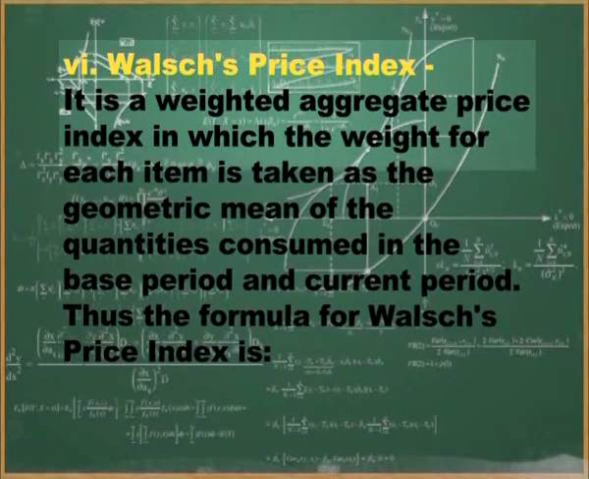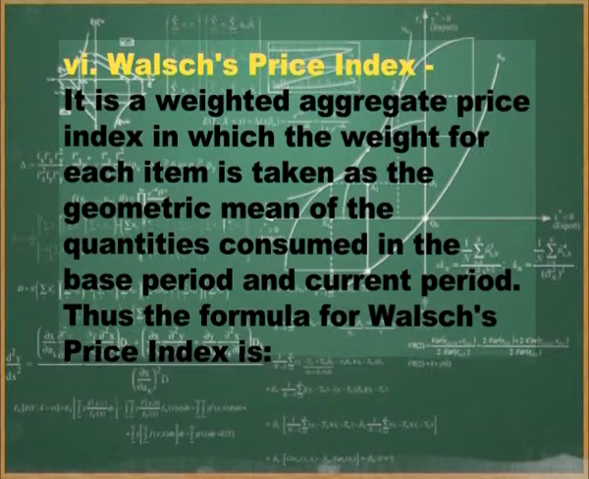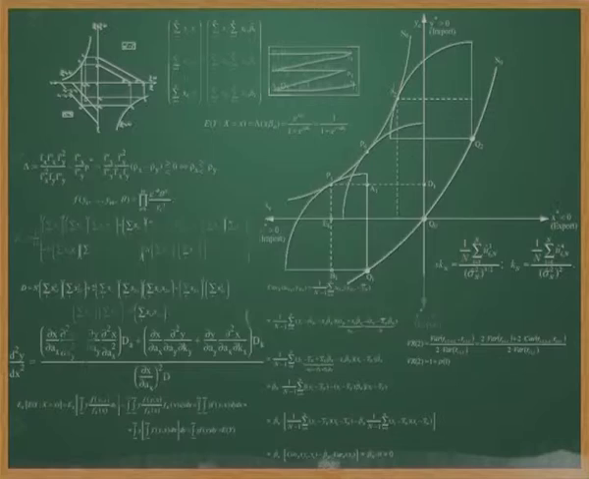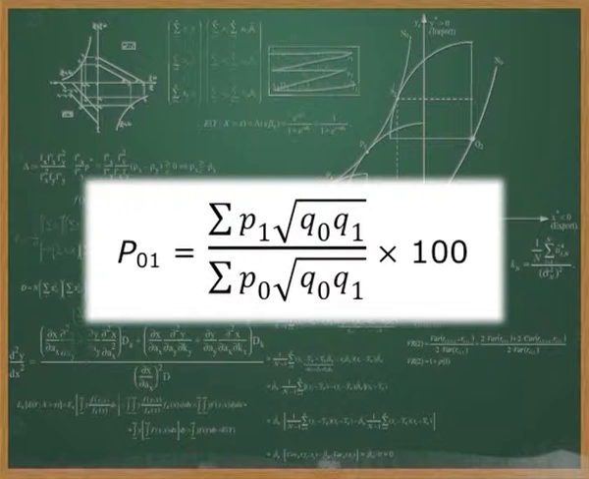Now let's come to the next one, that is Walsch's price index. It is a weighted aggregate price index in which the weight for each item is taken as the geometric mean of the quantities consumed in the base period and the current period. Thus, the formula for Walsch's price index is P01 equals sigma P1 under root Q0 Q1 divided by sigma P0 under root Q0 Q1, the whole thing is multiplied by 100.